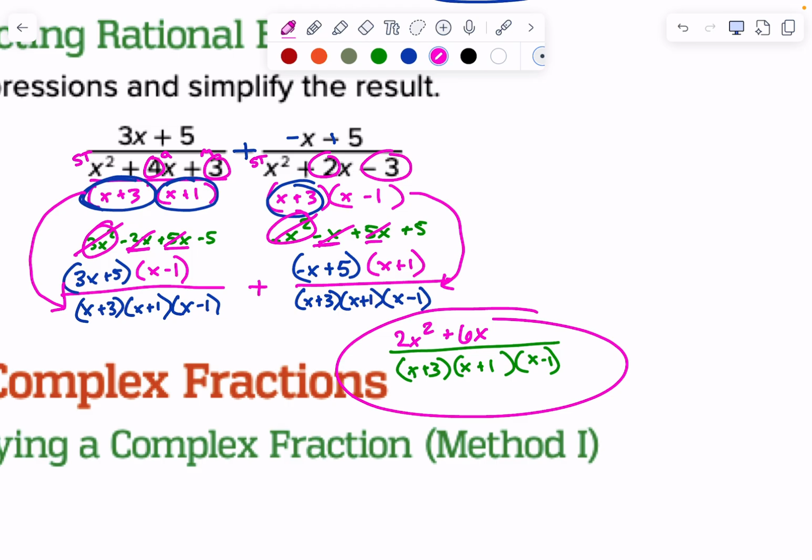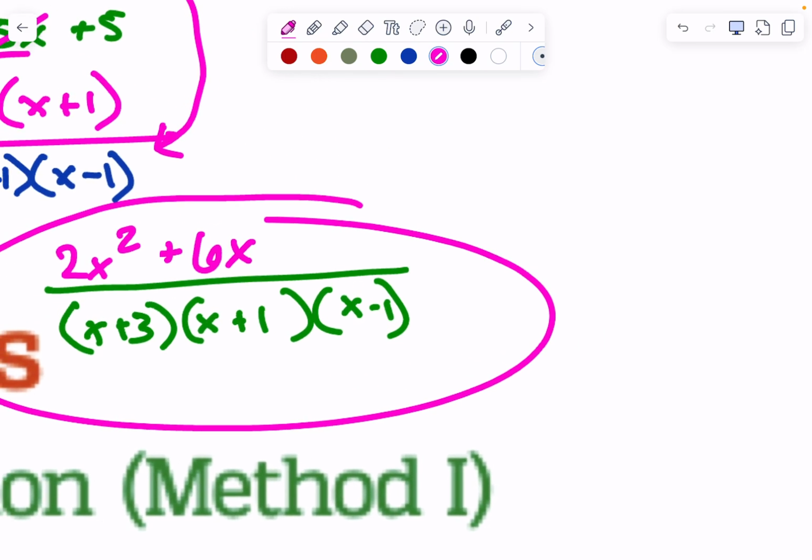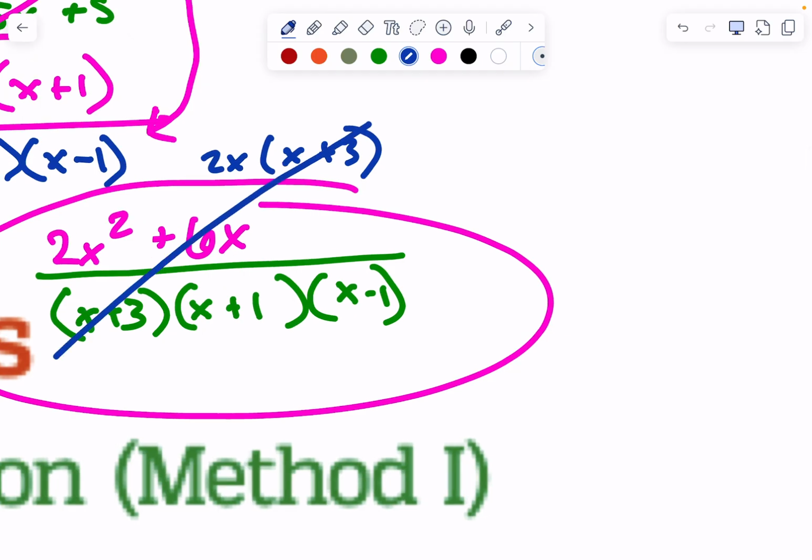One more thing really quick. If you get that as your answer, that's totally fine. But guess what this top is? If you pull a 2x out, it is x plus 3. So you could cancel the x plus 3's and just get 2x over x plus 1, x minus 1.